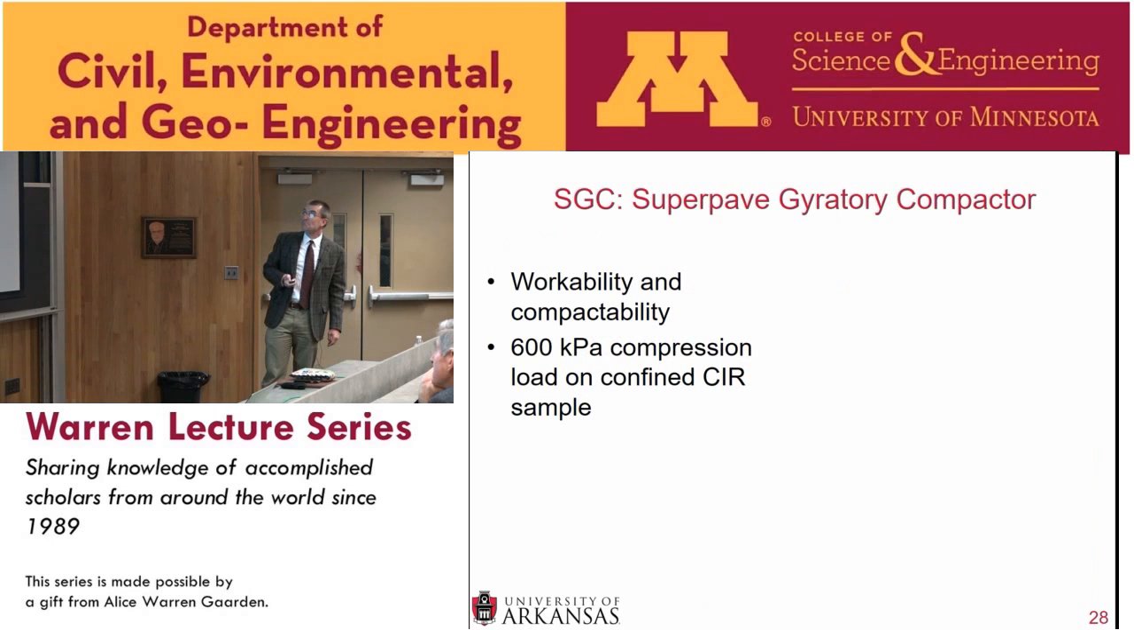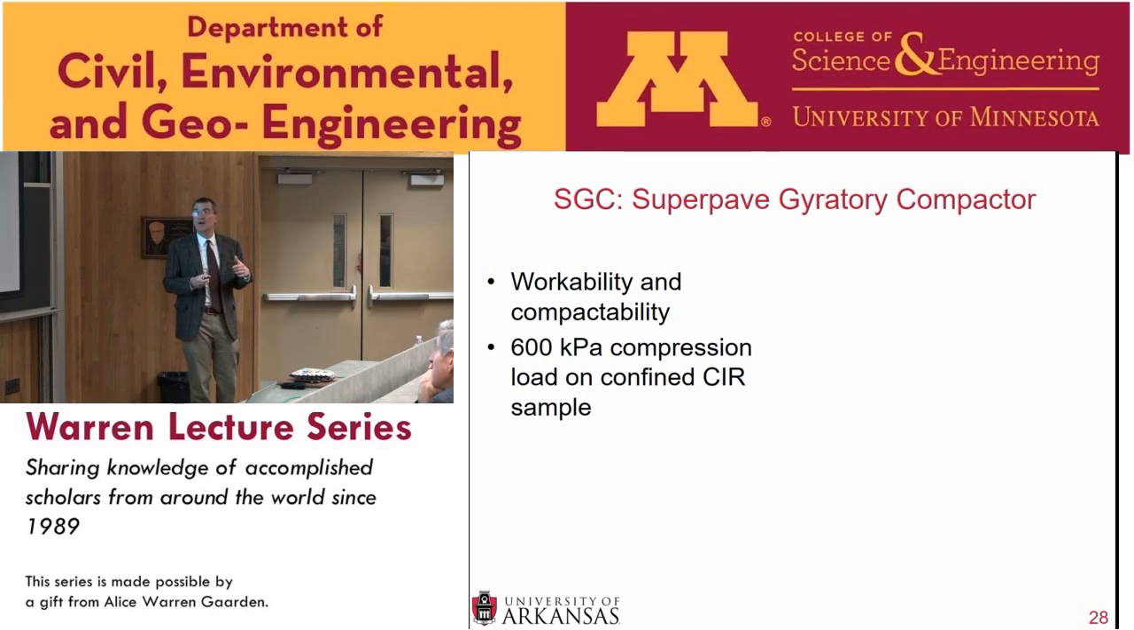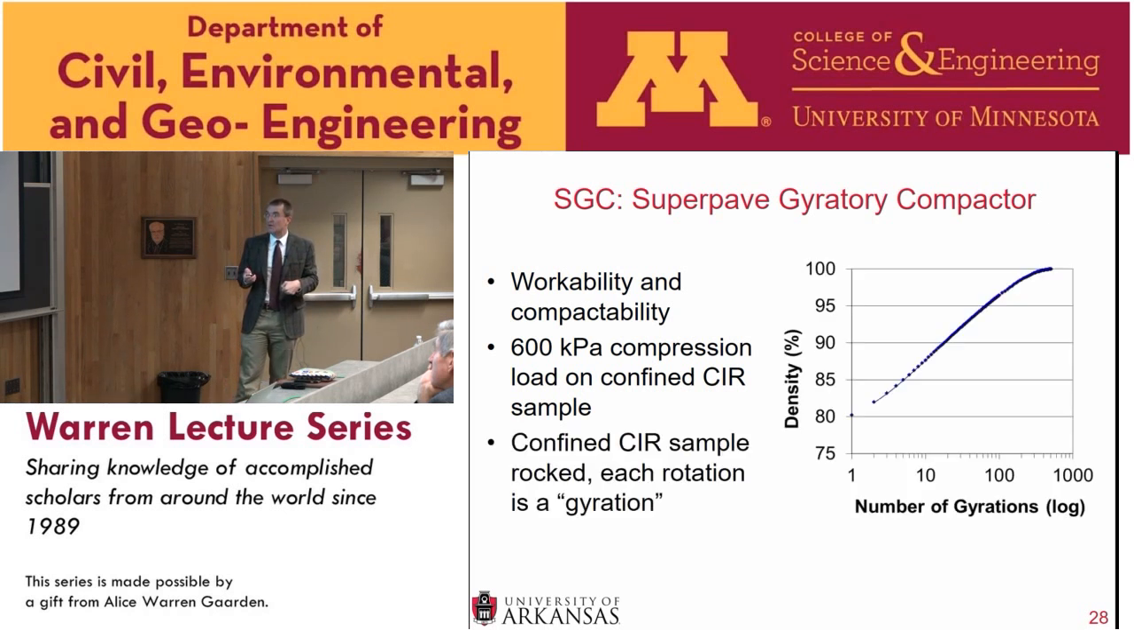So what is the Superpave gyratory compactor? Again, this is going to be used in the workability and compactibility component of the research. And what we do is we apply 600 kilopascals of compression on a confined CIR sample. I'll show a picture of a mold in a second, but it's basically a steel mold with a plate on top and bottom, and we push down on it with 600 kilopascals of pressure. As we're pushing down on it, the mold is actually at a 1.24 degree angle, and it is calibrated to 1.24 degrees, and it rotates a little bit.